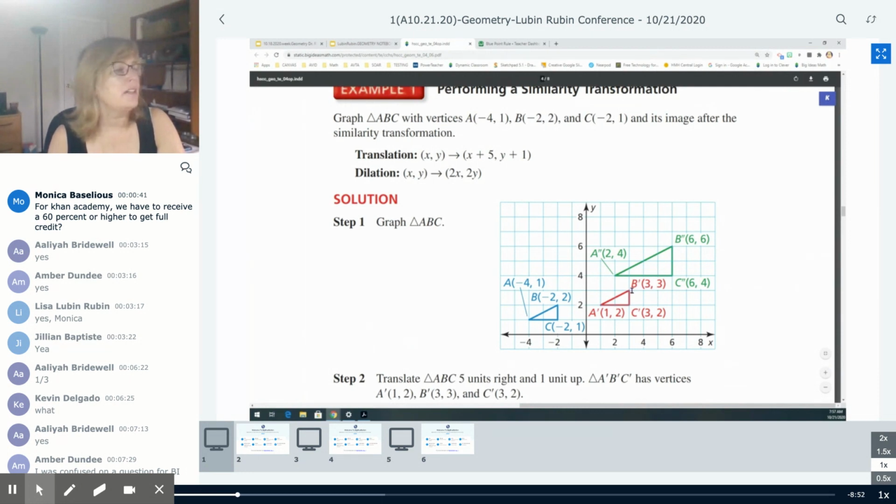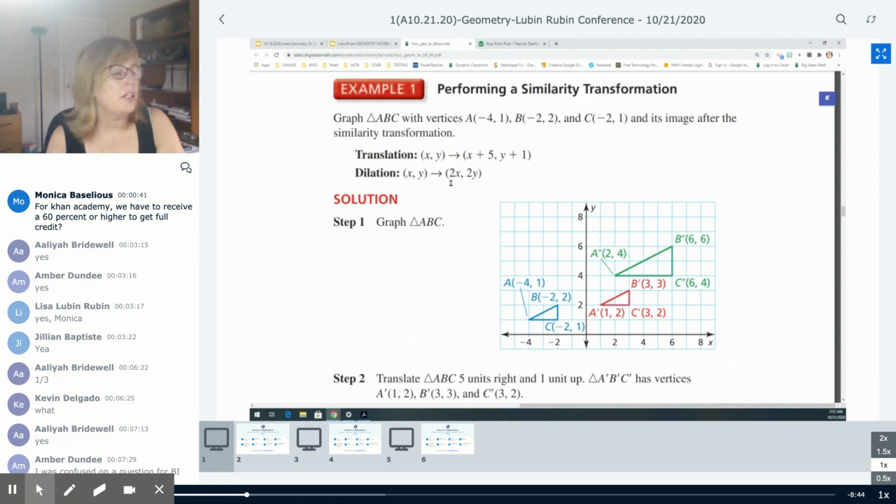And then they said they're doing a dilation with a scale factor of 2. So it's larger than 1. So that's going to be an enlargement. So we take this triangle and I multiply each of these points by 2. So if I'm doing A prime, 1 times 2 is 2. 2 times 2 is 4. I do that with all of them and I end up with triangle ABC double prime. Does that make sense? Are you guys okay with that?